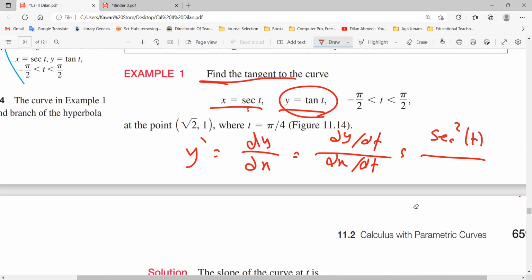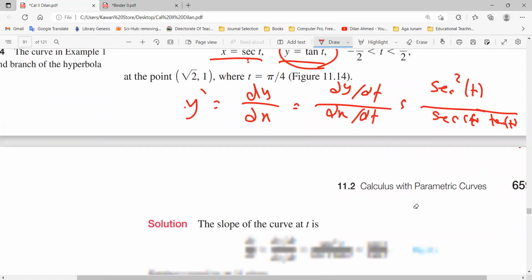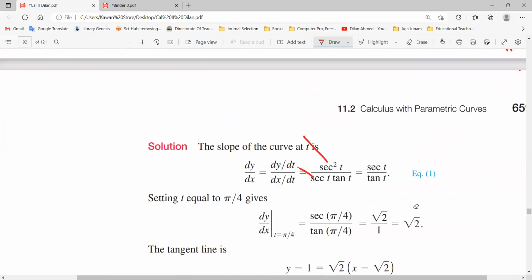How about the derivative of sec? Sec tan. Am I right? You got the idea, right? So this is dy by dt. You can see sec squared over sec tan, and the result will be sec over tan. Do you have any problem? Any question?